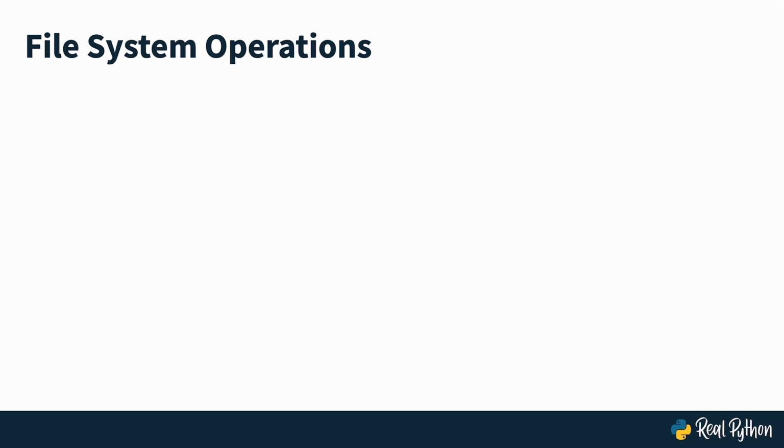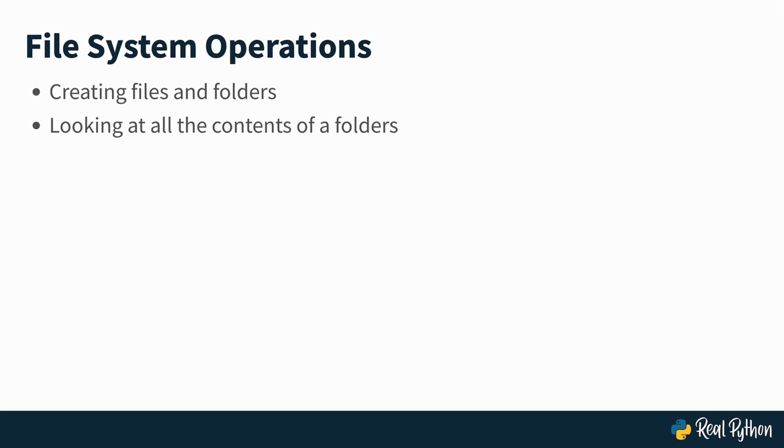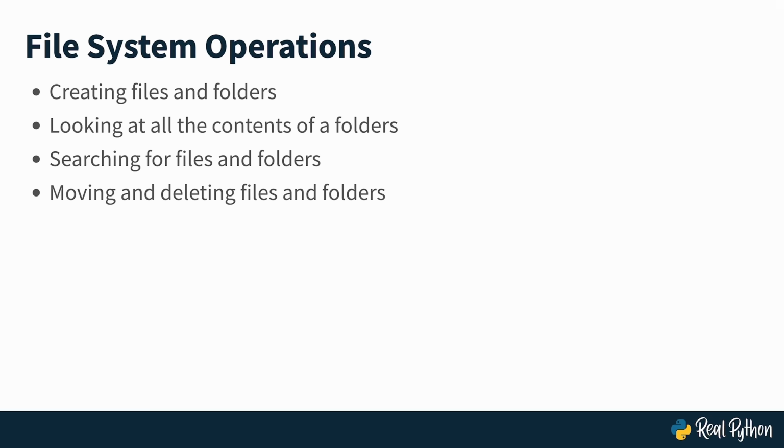Now, what are file system operations? Basically, it's the things that you do on a daily basis on your computer. It means creating files and folders, looking at the contents of a folder, searching for files and folders, and also moving and deleting files and folders. Those are all file system operations. You usually do them with your operating system, but you can also do them with Python. And in this course, you will learn how to do all these operations using Python's pathlib module.